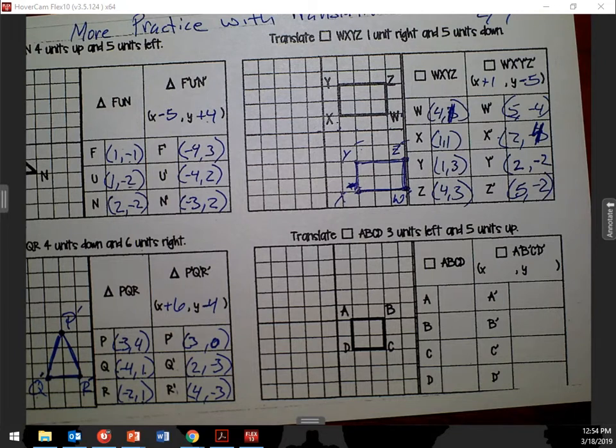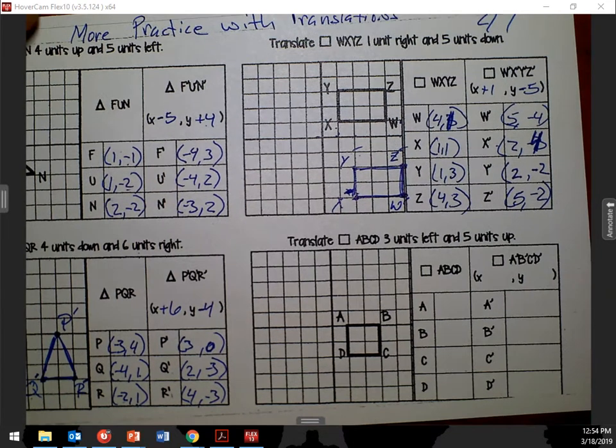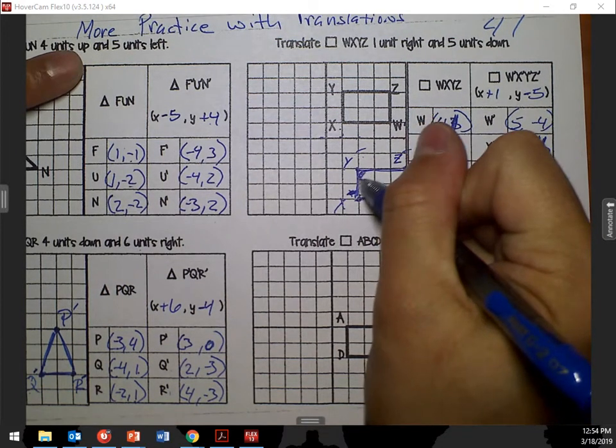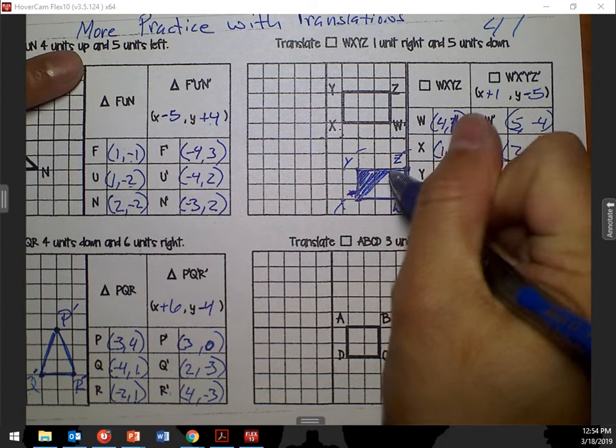All right, so this is what we got. Go through them. Yeah, we just went through it. All right, so negative 4, 2, negative 4, negative 2, so 5. This is my new shape right here.